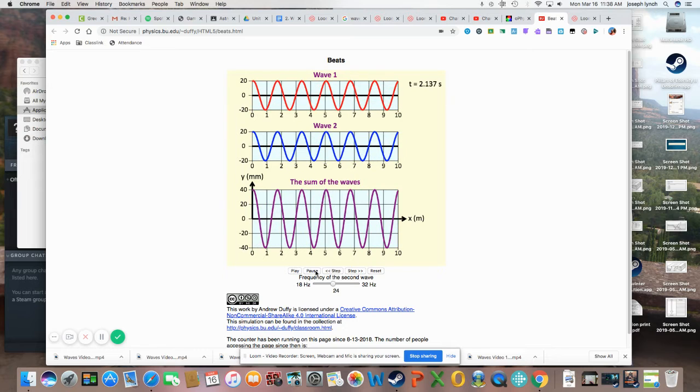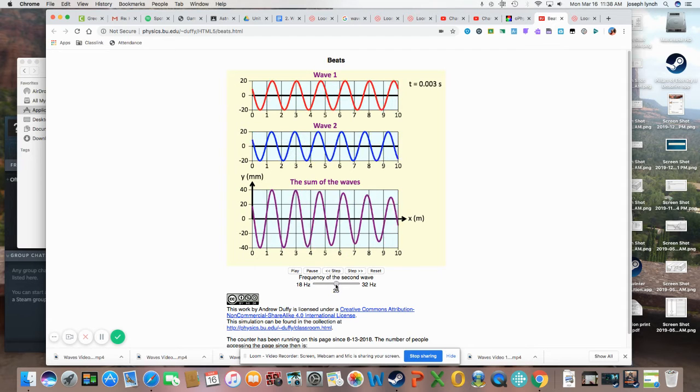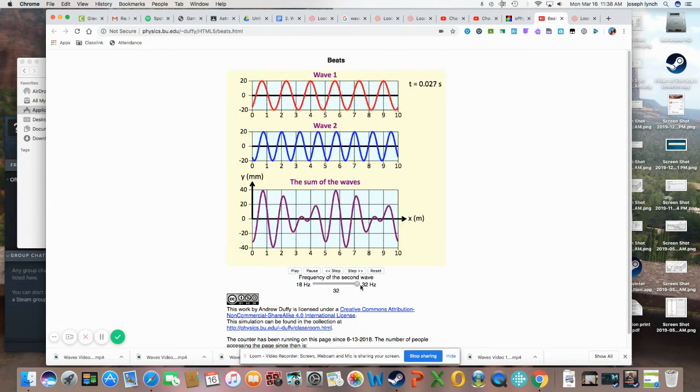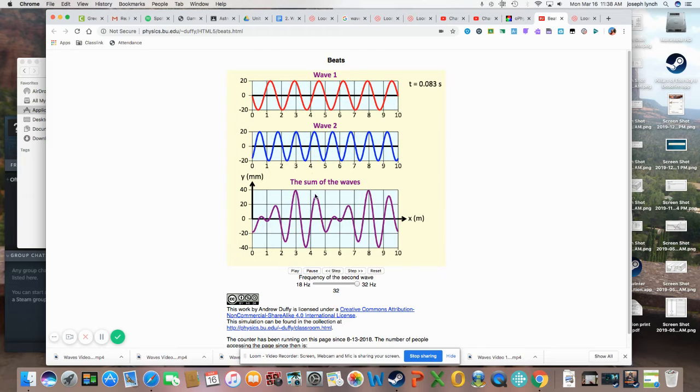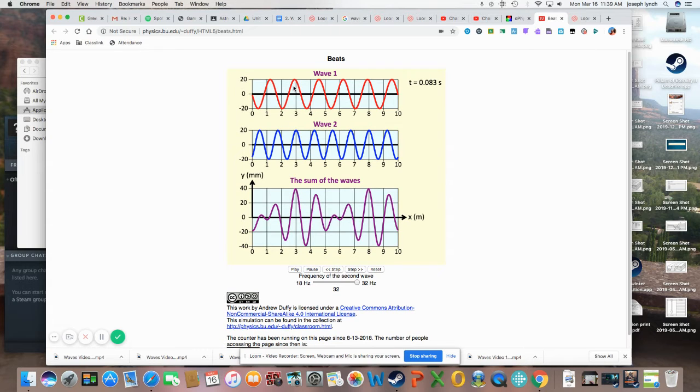All right. Now, I'm going to change the frequency of the second wave. At first, I'm going to make it way different than the first wave. So like this. All right. So you'll see right here, now the frequency of the second wave is higher than the frequency of the first wave. Right here, they're in phase.